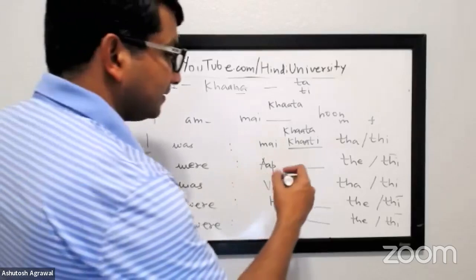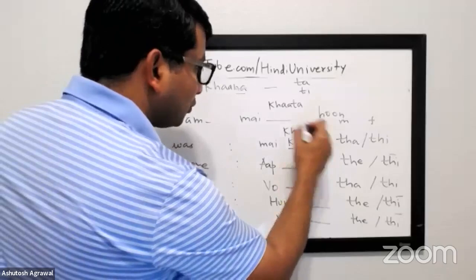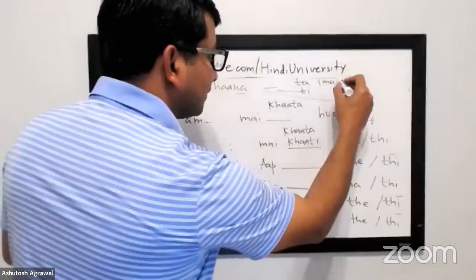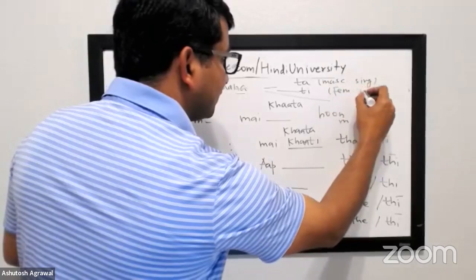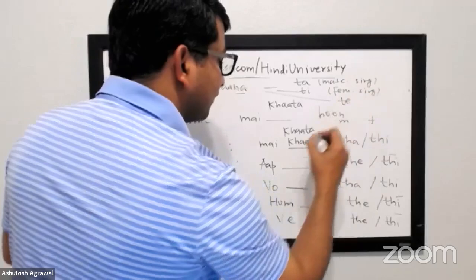Aap pizza khate the. So what you would do, you remove the na and this is masculine singular. This is feminine singular and this is for basically you would say te for masculine plural.